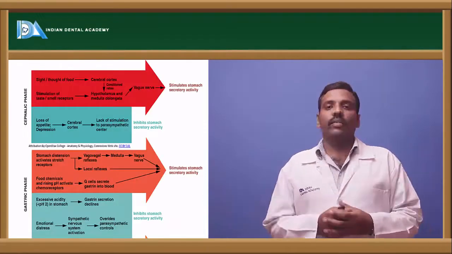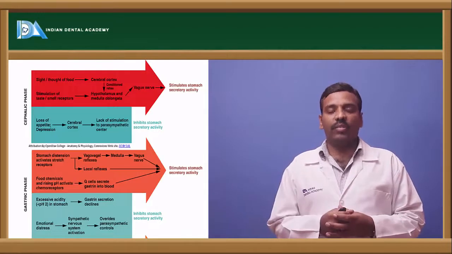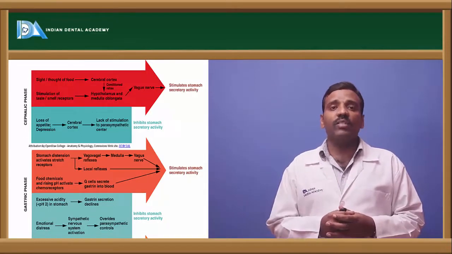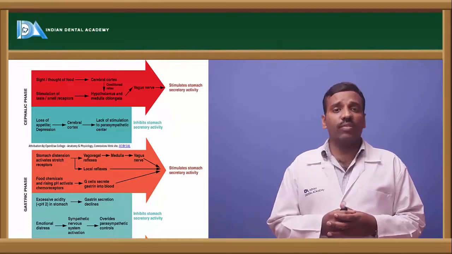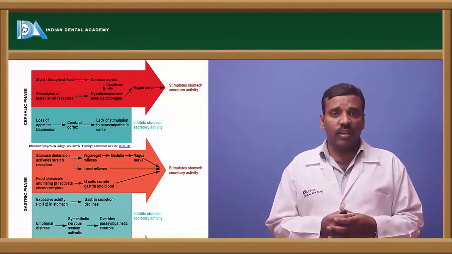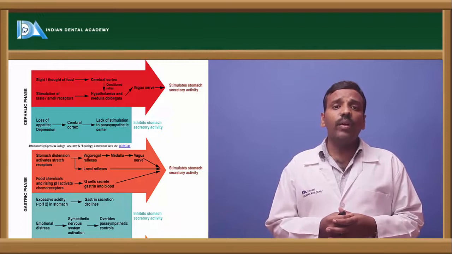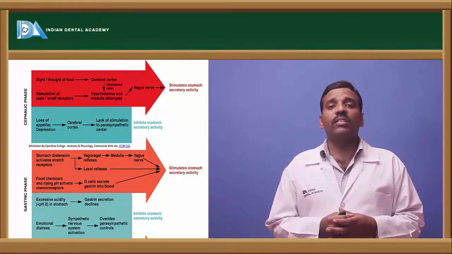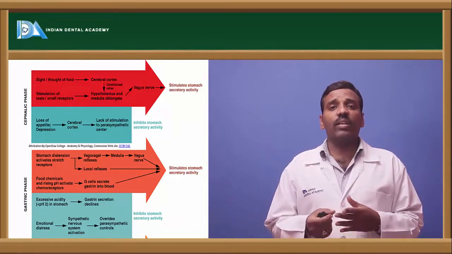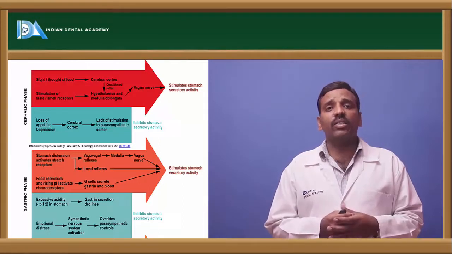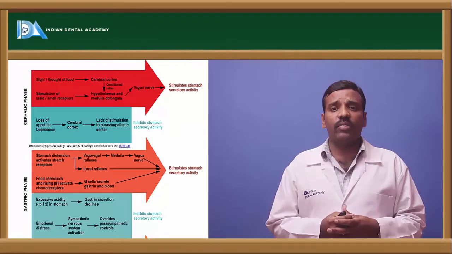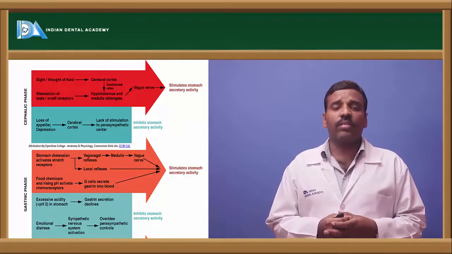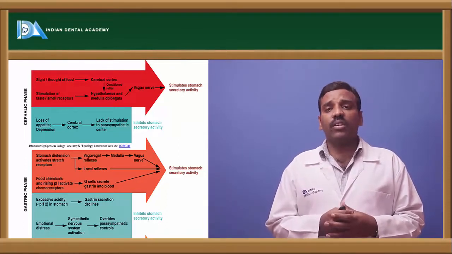Next is the regulation of the gastric juice, which occurs in 3 phases: the cephalic phase, the gastric phase, and the intestinal phase. When the food is in the mouth, that is the cephalic phase. When the food enters into the stomach, that is the gastric phase, and when the food enters into the intestine, that is the intestinal phase. First is the cephalic phase.